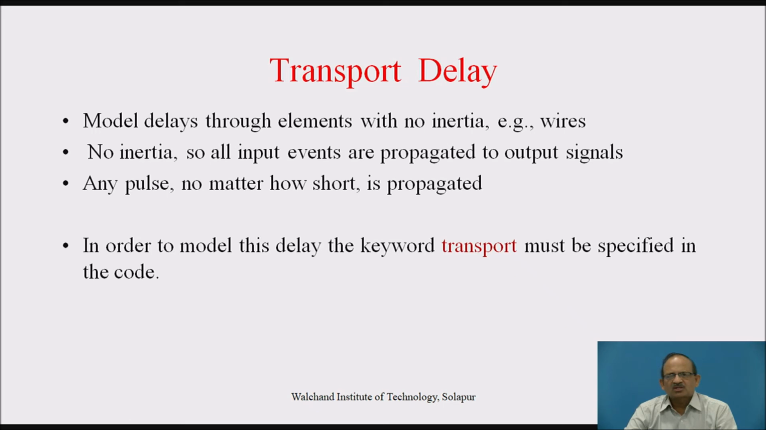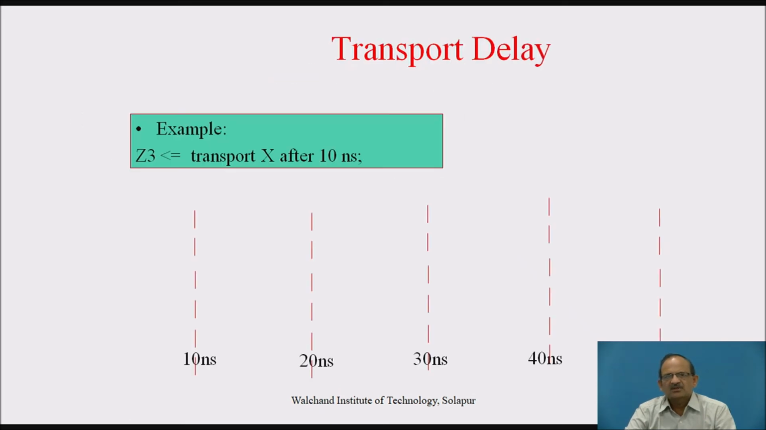But in order to model this particular delay, the keyword transport must be specified in the code, because if you are not specifying it, it will use the default delay, that is inertial. So therefore, to model this, you have to specify the keyword transport. See an example. Once again, we'll take the same input signal x and see what happens in this case. Z3 assign transport x after 10 nanosecond.